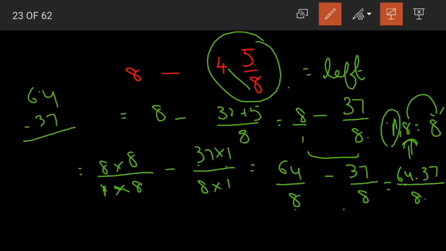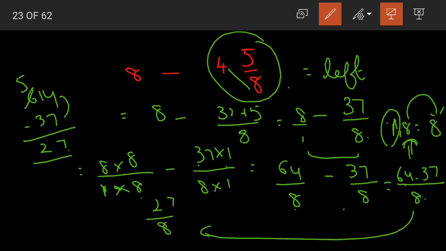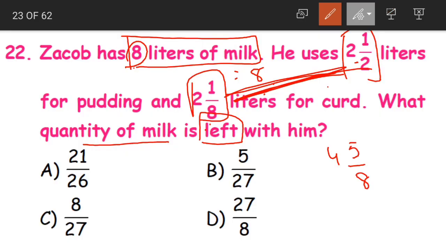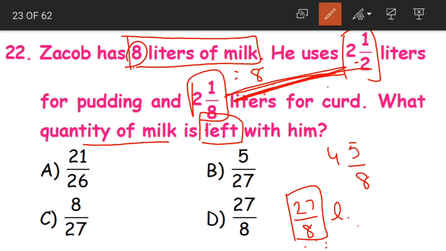64 minus 37. 4 minus 7 is not possible. Borrowing. 14 minus 7 is 7. 5 minus 3 is 2. 27 by 8. 27 by 8 liters is left with him. How much, children? 27 by 8 liters of milk is left with him. That is our option D.